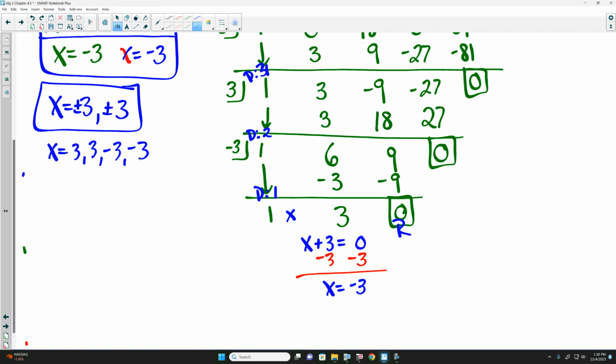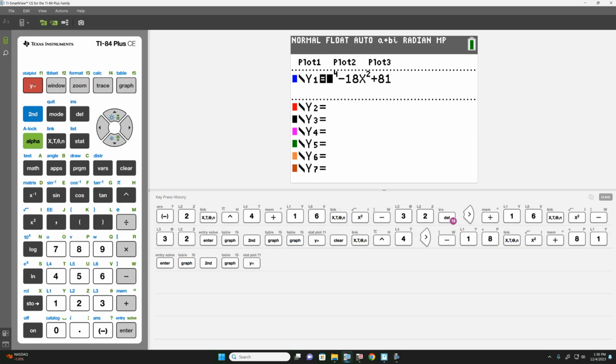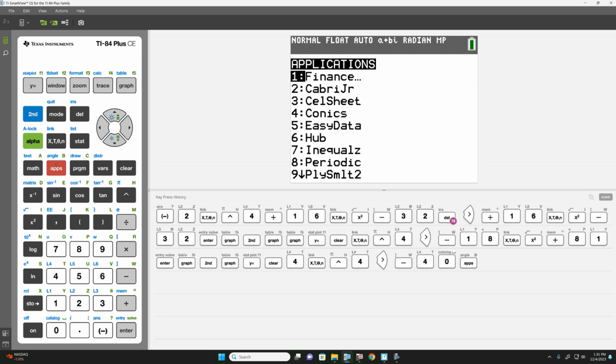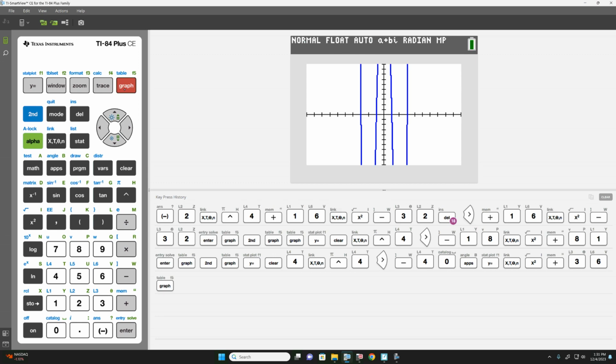Questions on this here? Okay. 4x to the 4th minus 40x squared plus 36. Type it in and hit graph.